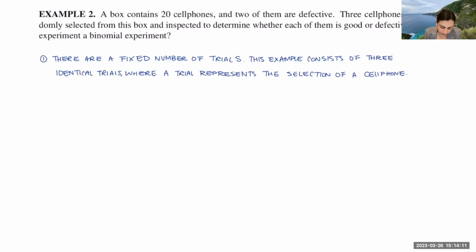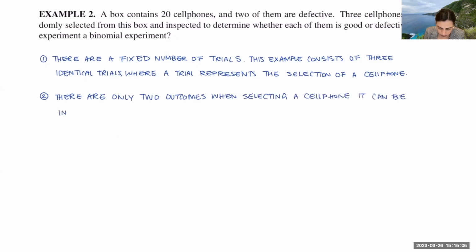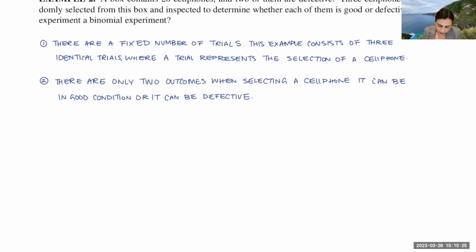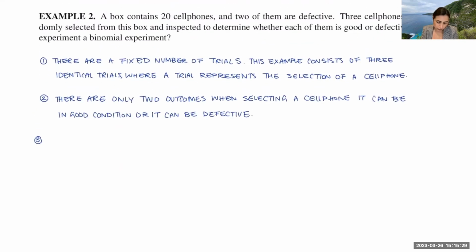Okay. Now, the next one that we want to check is we want to make sure that there are only 2 outcomes for each trial. And again, in this trial is selecting a cell phone. So every time we select a cell phone, are there only 2 outcomes? Yes, it could either be good or it could be defective. There are only 2 outcomes when selecting a cell phone. It can be in good condition or it can be defective. All right. Okay, so far it's looking good. Go ahead and look at the third one.